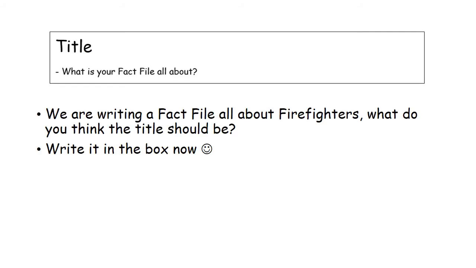Let's start with a title. Now remember when we did newspaper articles, we needed to make sure that it had a title, a very exciting title that made people want to pick it up and think, I want to read all about this thing. So if we're going to write a fact file all about firefighters, what do you think the title should be so people know what they're going to read about?